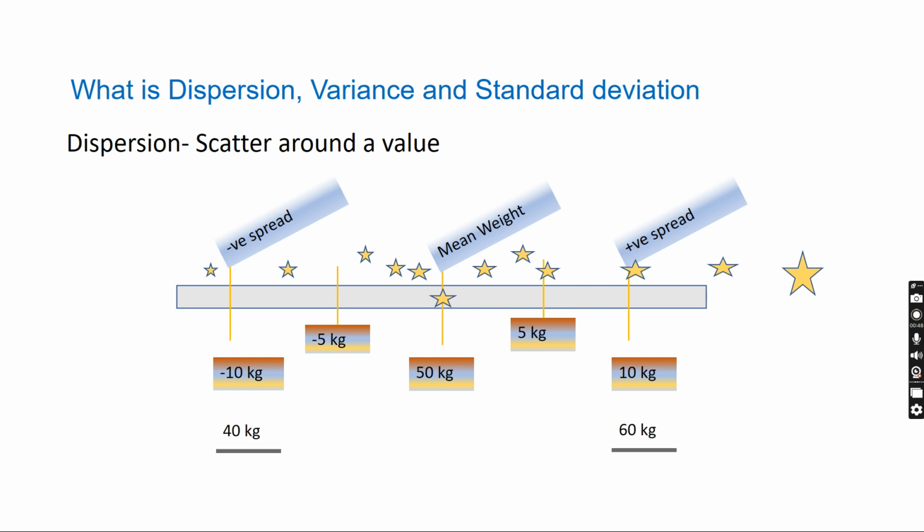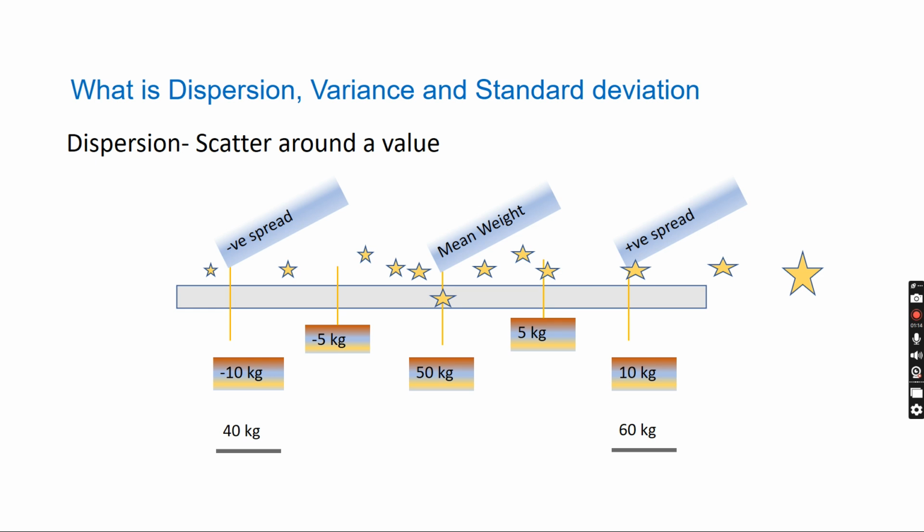What is dispersion, variance, and standard deviation? In simple English language, dispersion means the scatter around a value. Look at your screen. In the center, you have the mean weight of a class of students. So, the mean weight is 50. I have data of say 30 students.